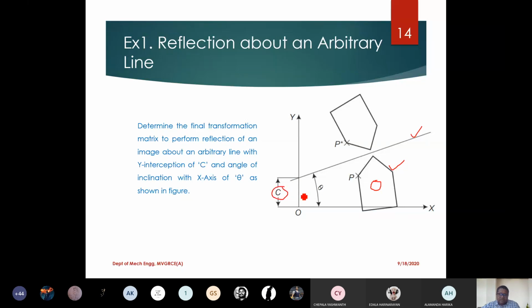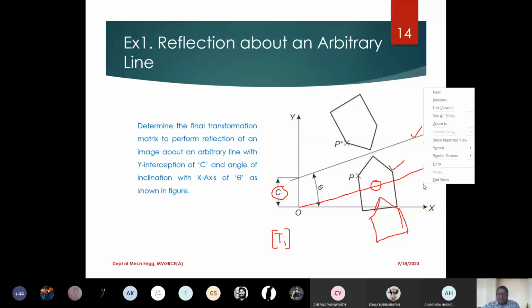As we are saying, translating down, the c is nothing but minus c. So once you perform that operation, the straight line will come like this. The object also will be moved like this. So T1, once you apply the first transformation T1, which is a translation by minus c units in y direction, this is how the red color one will be. Okay, and then what is the operation that we are going to do?